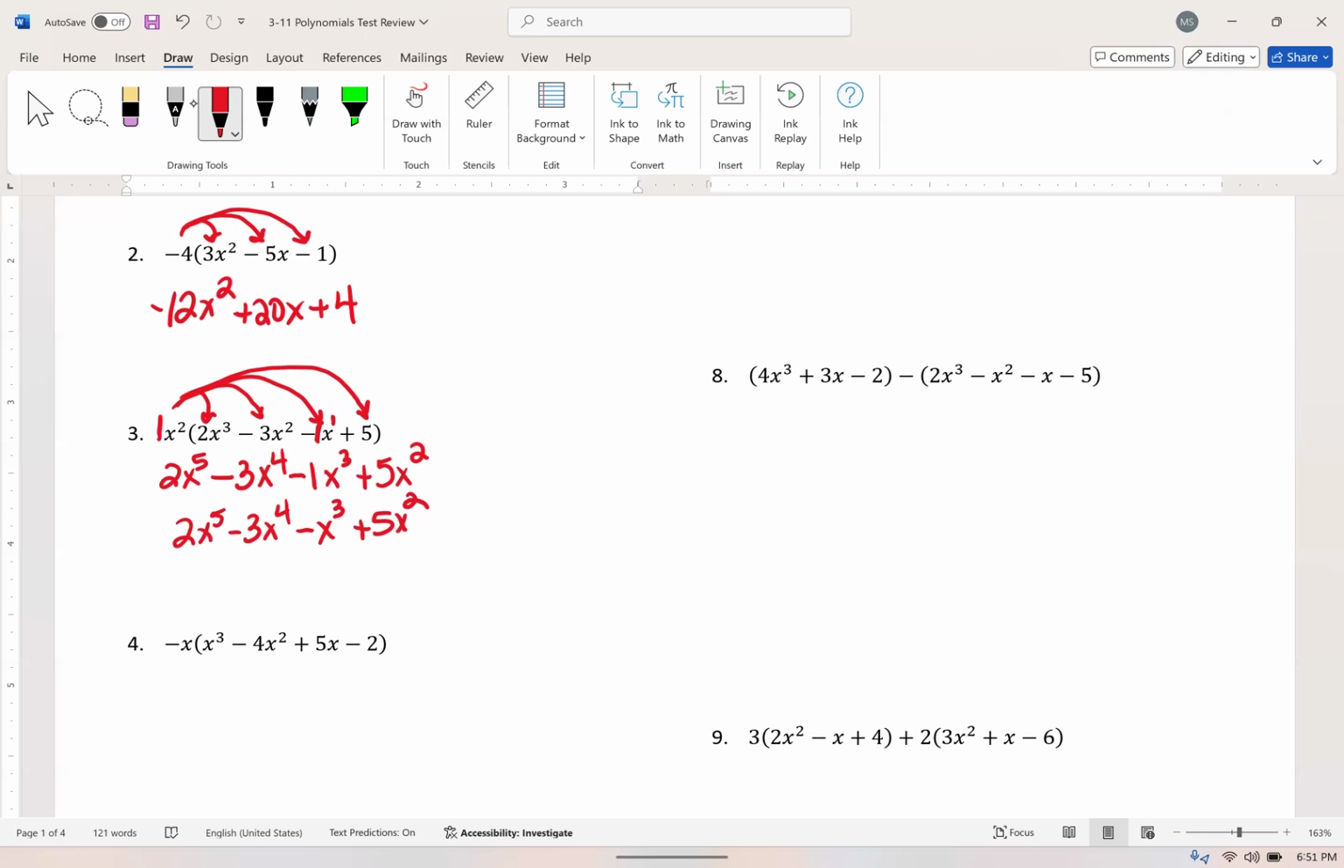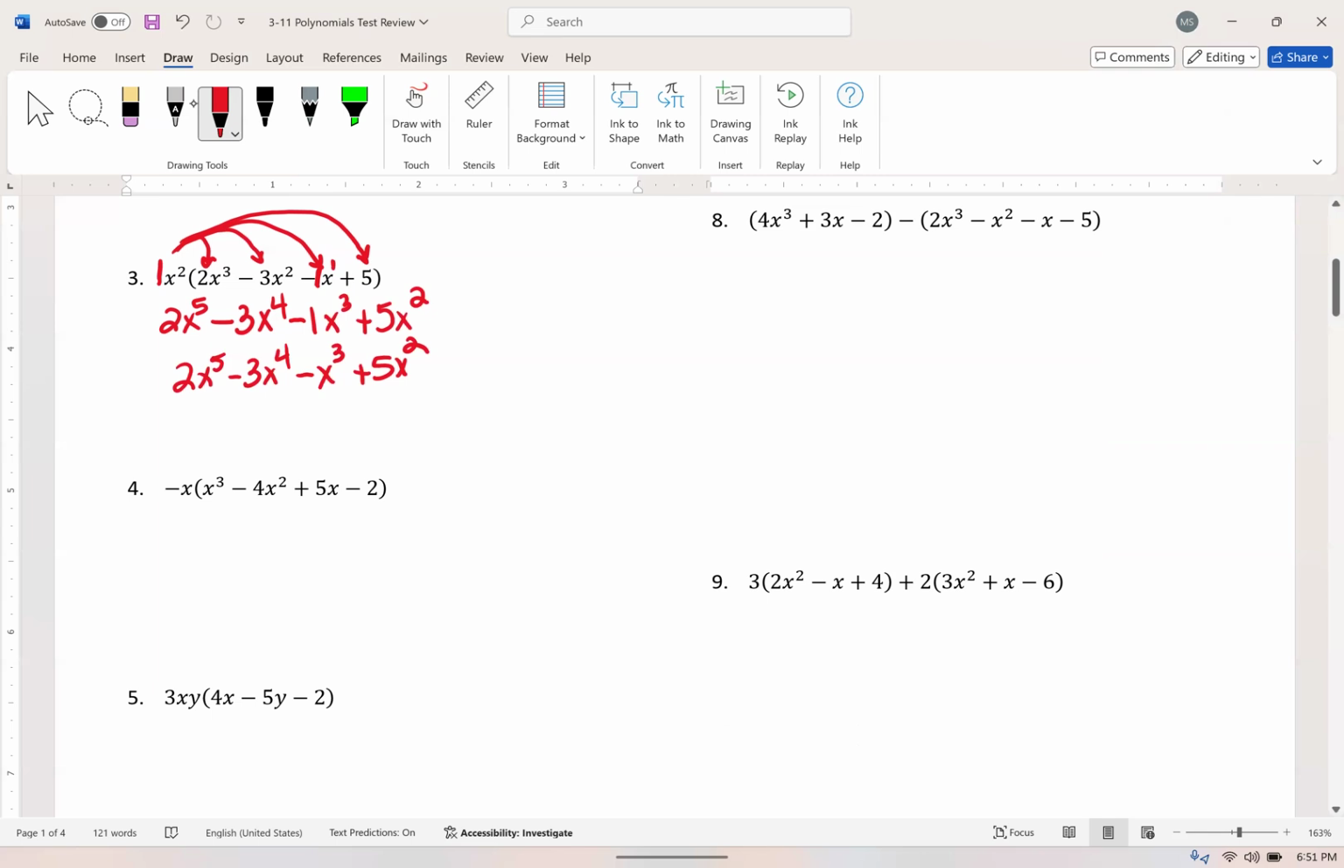All right, let's take a look at number 4. So number 4, we're going to do negative 1x times x cubed. Remember, there's like a 1 there, so negative 1 times 1 is negative 1. There's also a 1 on the x. 1 plus 3 is 4. Okay, so then negative 1x to the first times negative 4x to the second. Negative 1 times negative 4 is positive 4. X to the first times x to the second is x to the third.